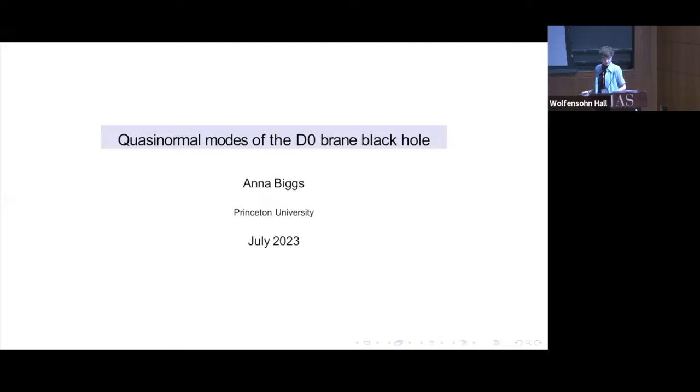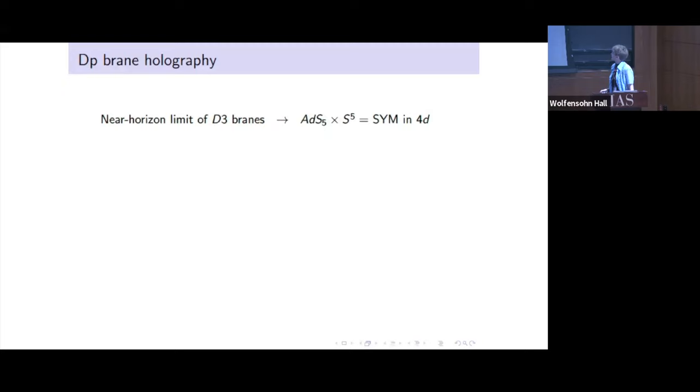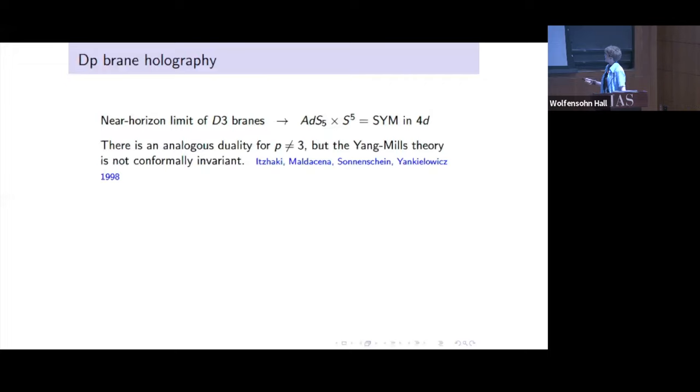Hi, so I'll be talking about D0 branes and their quasi-normal modes. As you all probably know, there's a duality between AdS5 x S5 and super Yang-Mills, which can be understood by studying a low energy limit of D3 branes in string theory. There's an analogous duality that comes from a similar analysis, but for p not equal to 3.